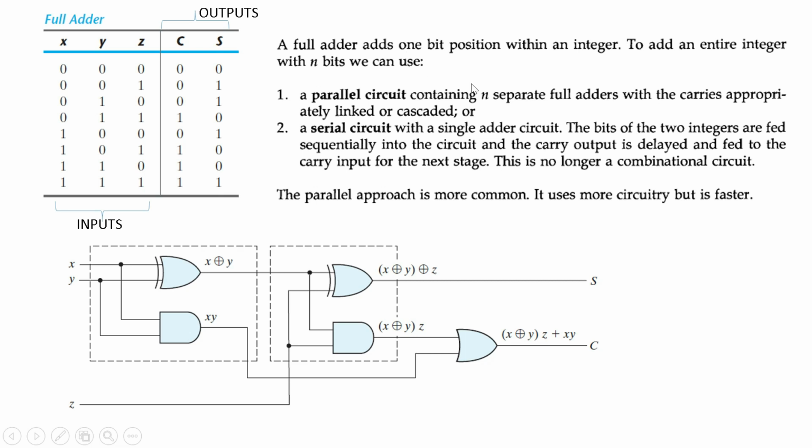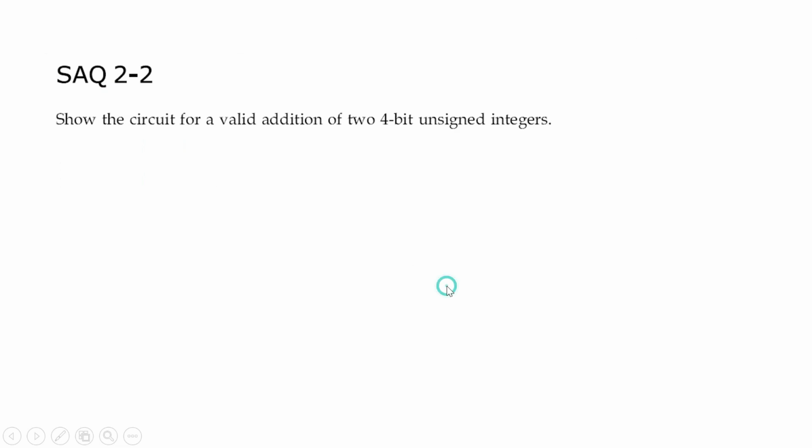Now a full adder adds 1 bit position. To add an entire integer with n bits, we can use a parallel circuit or a serial circuit. A parallel circuit is more common, so it uses more circuitry but is faster. Looking at a full adder, it's just like a combination of one half adder and another half adder. You OR them, you get your carry equation. This one is the sum of the full adder. So here we have another self-assessment question.